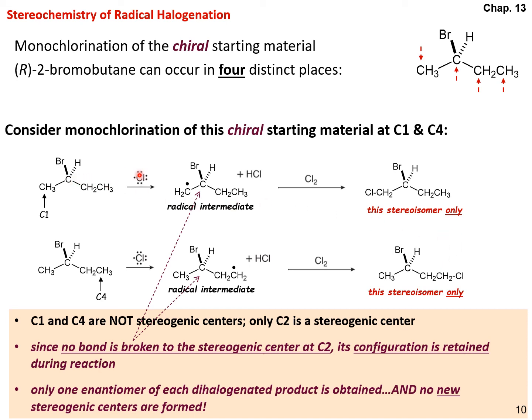Notice that in each of these reactions, the stereocenter that's present, the carbon containing bromine, was not involved at all in the reaction. Therefore, in the product, the stereointegrity at that asymmetric center is retained. So you only get these two isomers of product because you're not generating a new stereocenter when you substitute at C1 or C4.